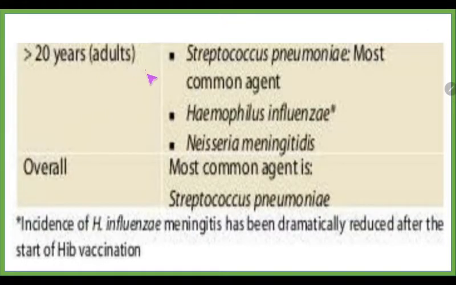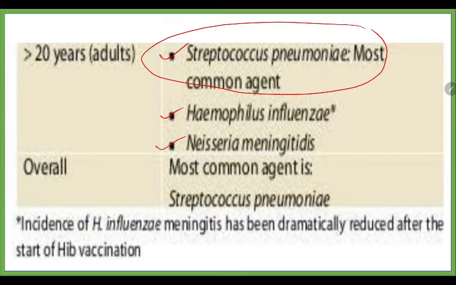Next, coming to more than 20 years, again here is Streptococcus pneumoniae, Neisseria and Haemophilus. But in adulthood, Streptococcus pneumoniae is the most common organism because Streptococcus pneumoniae is a commensal which colonizes the nasopharynx, and when we go out, we are in close contact with relations and share a lot. So thereby the common nasopharyngeal commensal, Streptococcus pneumoniae, is the most common organism. Overall, the most common organism is Streptococcus pneumoniae only. The incidence of H. influenzae meningitis has dramatically decreased because of Haemophilus influenzae vaccination.